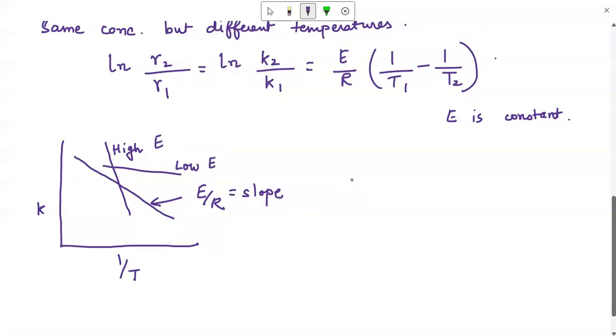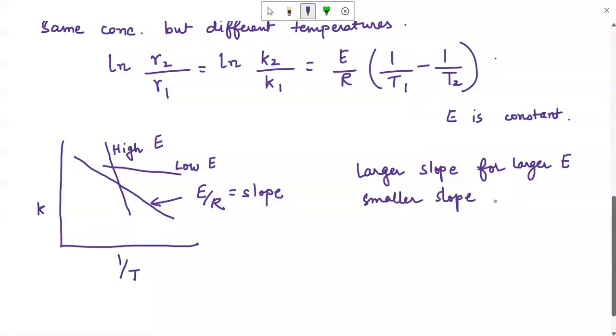There are many findings that have been reported in the research, and this is one of the key findings: a larger slope for larger E. Of course you can correspond it mathematically, because the greater the numerator value of E by R, the greater is the slope, and a smaller slope for a small E value.